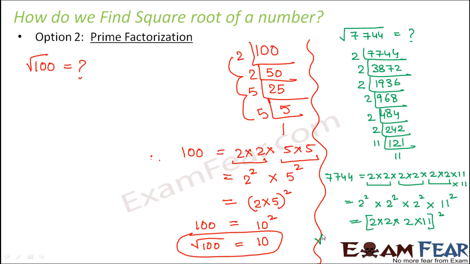Therefore, we can say root over 7744 will be equal to 2 into 2 into 2 into 11, which is equal to 88. So the square root of 7744 is equal to 88. You see, this is a more convenient method to find the square root of a number.